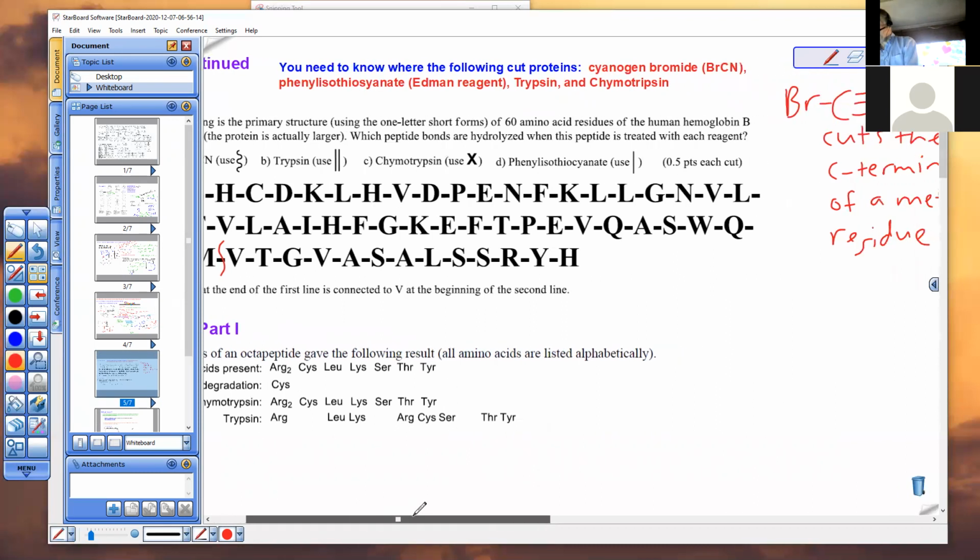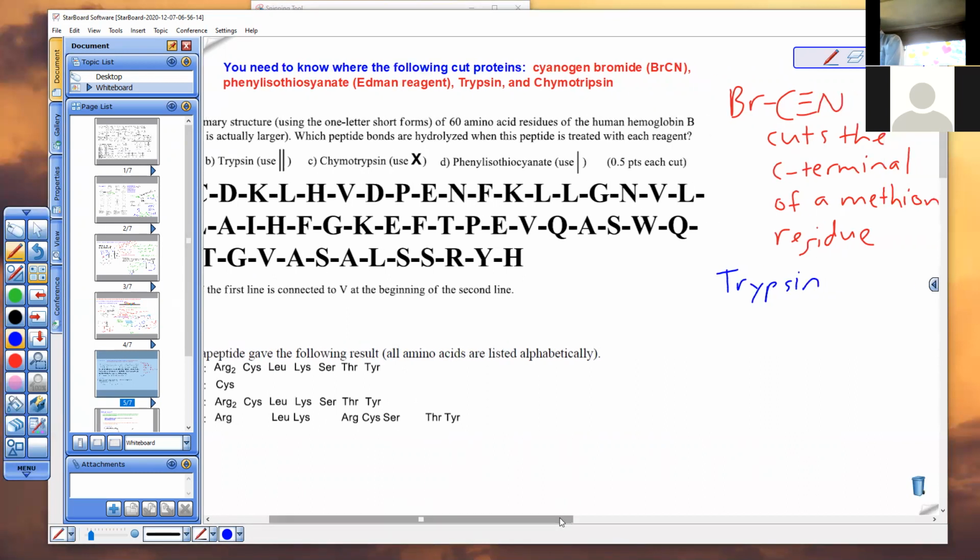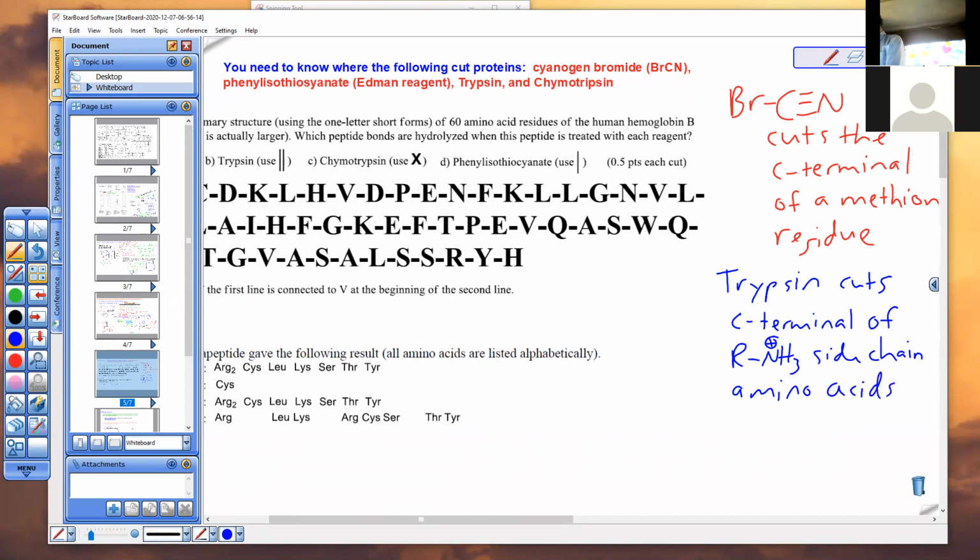Trypsin is a digestive protein. Trypsin, we'll just do it in blue. Trypsin cuts the C terminal of RNH3 plus side chain amino acids. What? Trying to help you remember which ones. So if you can remember that, you can go find them.